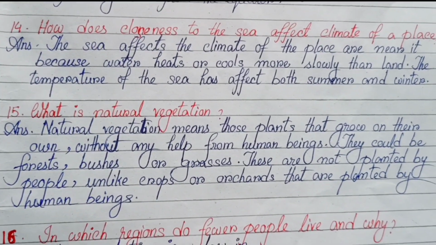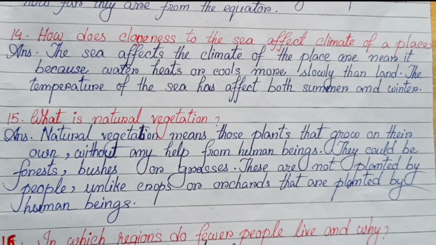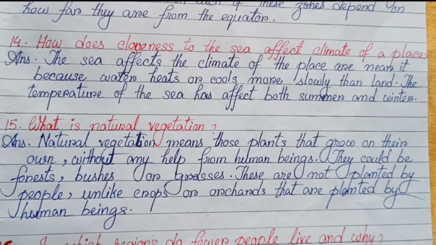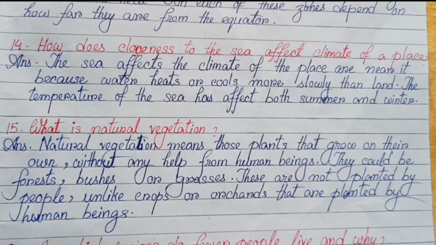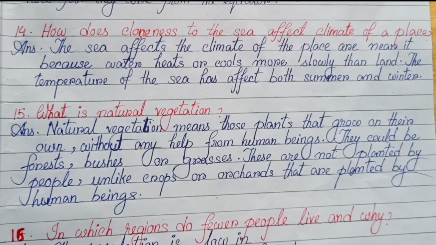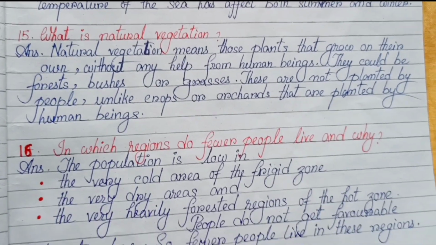Next, number 15. What is natural vegetation? Natural vegetation means those plants that grow on their own without any help from the human beings. They could be forest, bushes, or grasses. These are not planted by people, unlike crops or orchards that are planted by human beings.